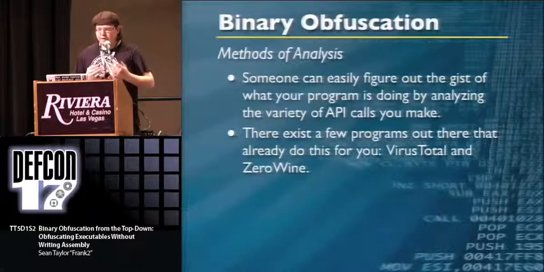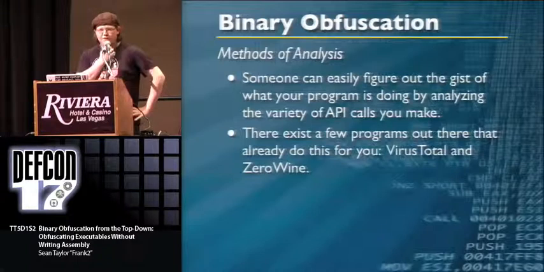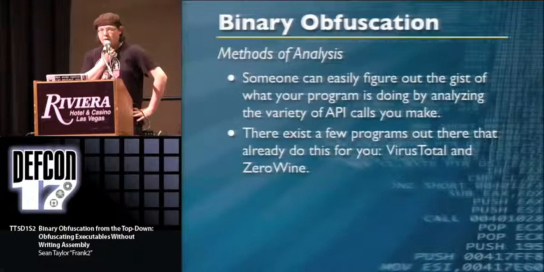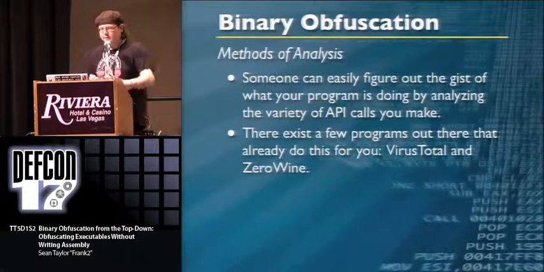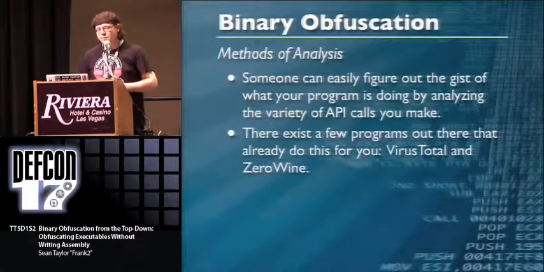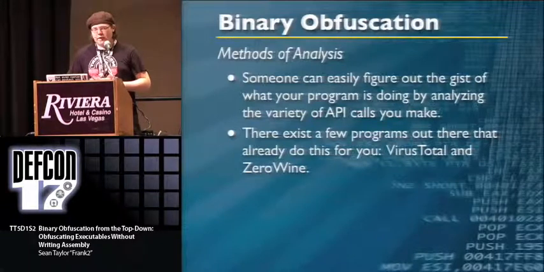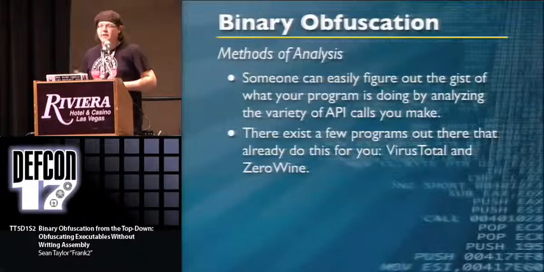So API analysis is very common. You look at a program and you see, this is using InternetURLOpenA, and it's also writing a file to the hard drive. This is probably a downloader of some kind. So you can basically figure out through just looking at the API calls it makes what the gist of a program is doing. Obviously, more analysis is necessary. However, this is basically how you figure out what a program is doing.